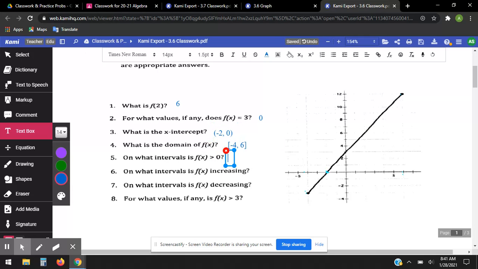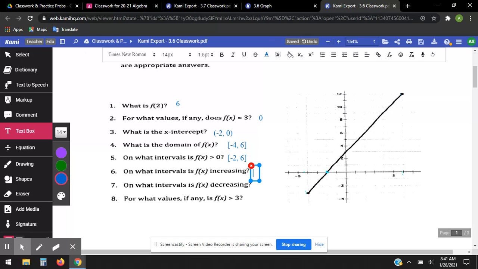All right, on what intervals is f of x greater than 0? So when are my y's greater than 0? Well, it looks like over here at my x-intercept, -2, all the way up to the right, we go as far as 6. That's the interval that my y's are positive. So I'm going to put -2, comma, 6 in brackets.